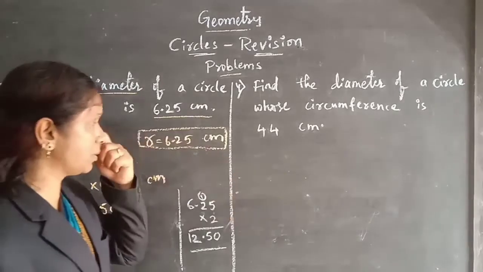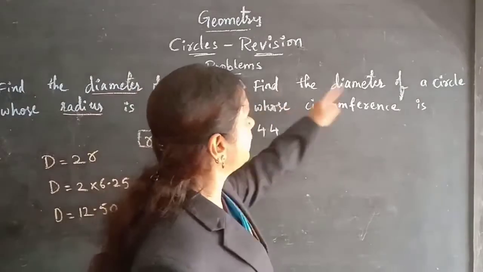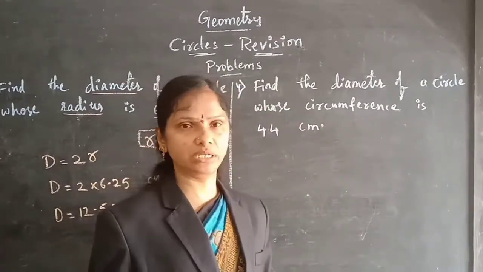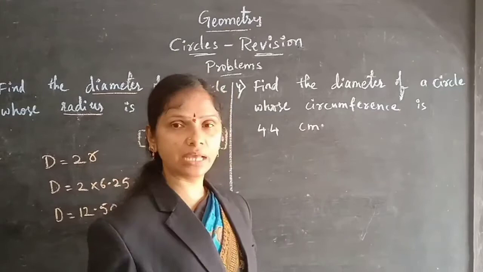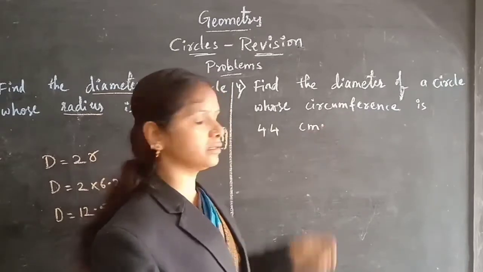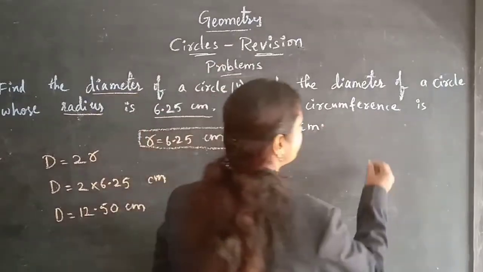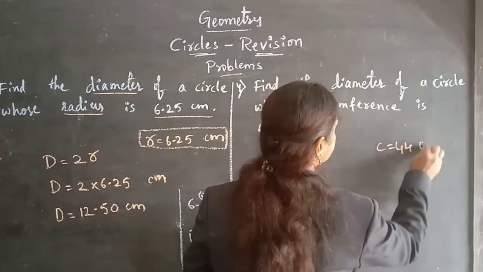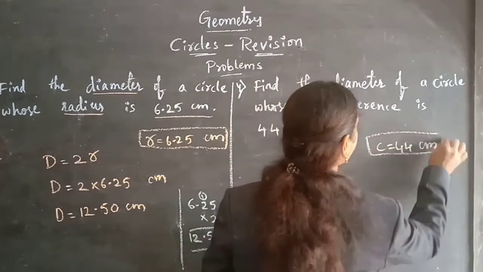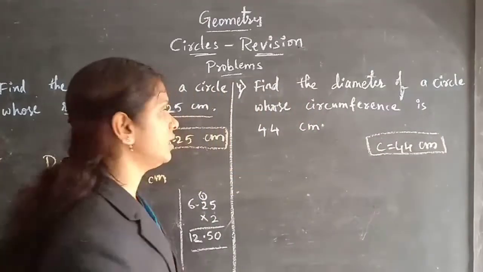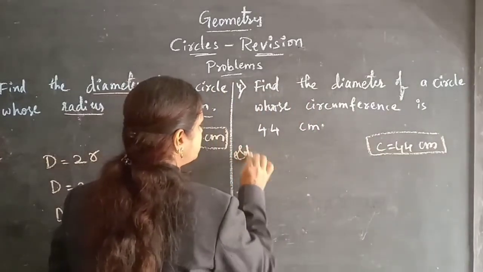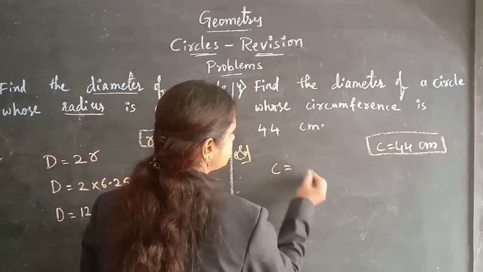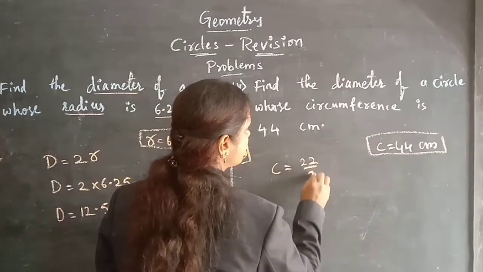Now coming to this problem. Here also find the diameter of a circle whose circumference is 44 centimeters. Here also we need to find the diameter only, but the given value here is the circumference. The given value is circumference is 44 centimeters, children. This is the given value. And now we need to take the formula based on diameter and circumference, children. Here you see, circumference is equal to 22 by 7 into diameter.